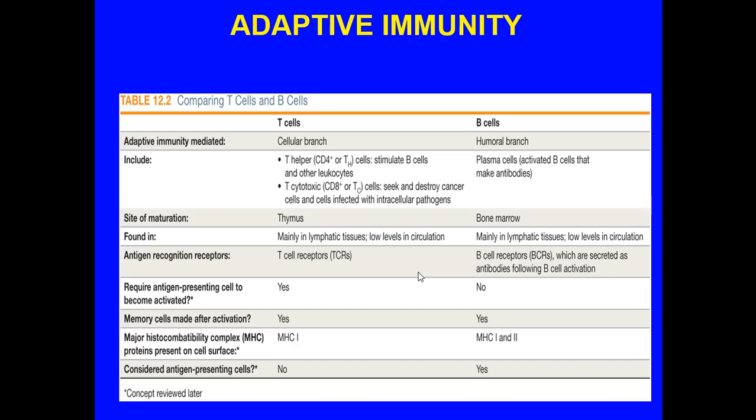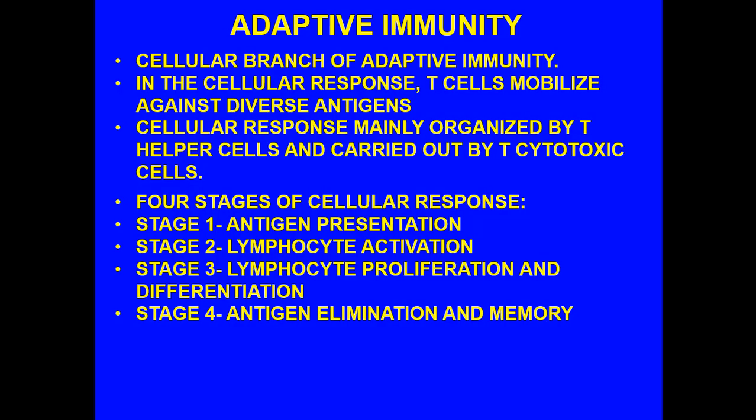And are they considered antigen-presenting cells? And what MHC proteins are present on their surface, etc. Let's move to the cellular branch of adaptive immunity. Okay, this is where we're going to focus in on T cells. Then later on, we're going to shift over to the humoral branch of adaptive immunity.